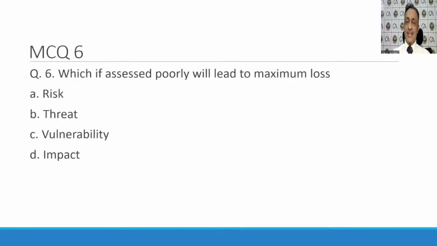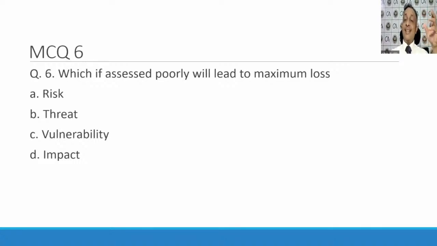This I'll allow you to answer. This is a phenomenal question. Which, if assessed poorly, will lead to maximum loss? Poor assessment will lead to maximum loss. So assessment of risk, assessment of threat, assessment of vulnerability, assessment of impact. So I'll request you to answer this question. I'll wait for your answer. Which, if assessed poorly, will lead to maximum loss?